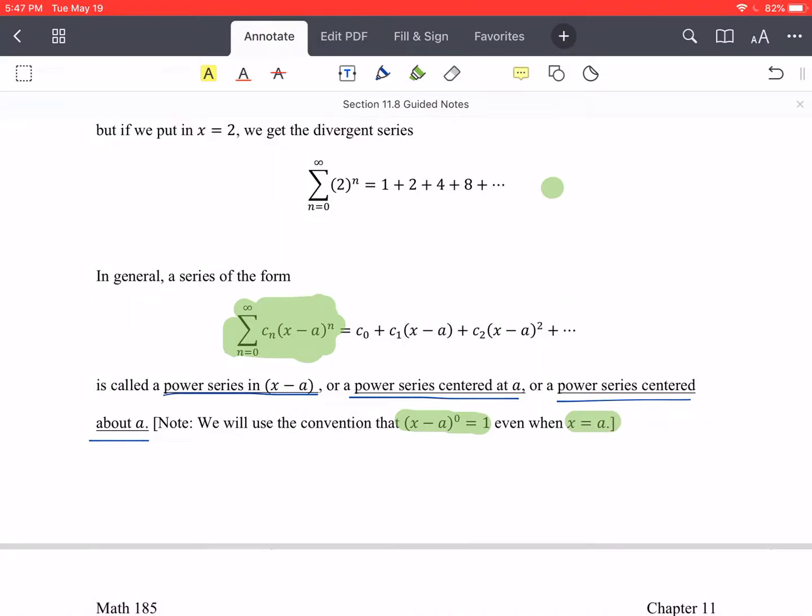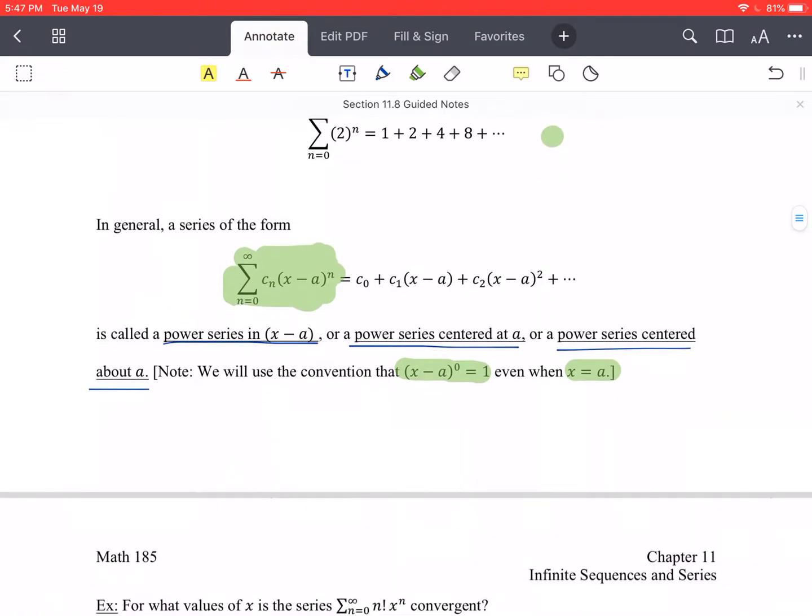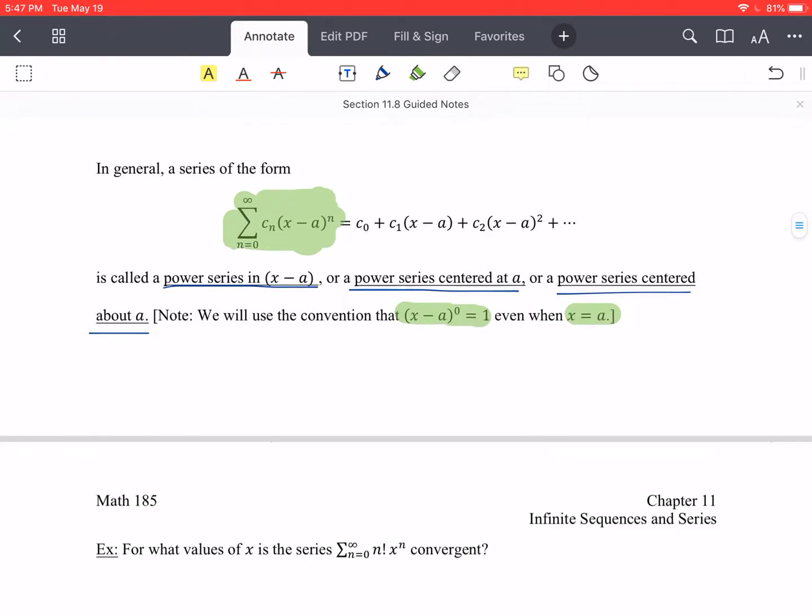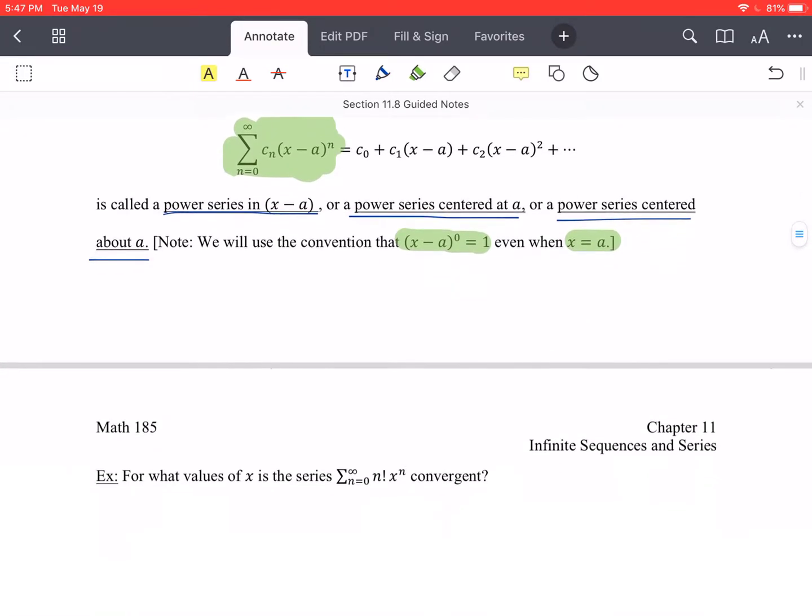Anything to the 0 power is 1, so we're going with that convention for this series, even if x equals a. Because if x equals a, then this series will always be convergent, and it becomes trivial at that point, since you just get a bunch of zeros being added on thereafter.